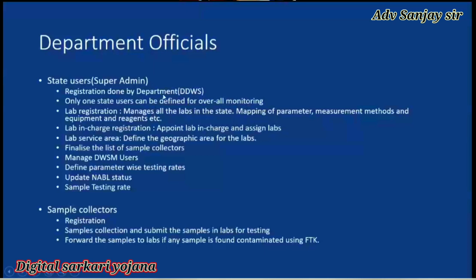So they should ask their super admin first to check if for that particular lab that particular parameter is mapped or not. Similarly, for the measurement methods, equipment and reagents also. Many times I have seen this query raised in the group, that for this lab we are not able to test arsenic, we are not able to test nitrate. So if parameter mapping is not done with the labs, then you will not be able to test that sample.